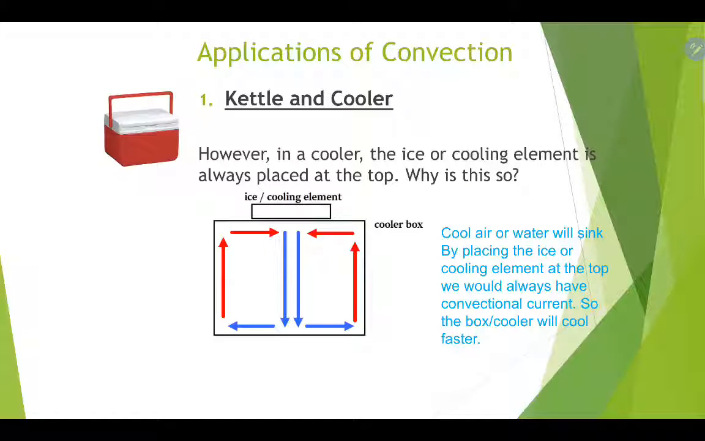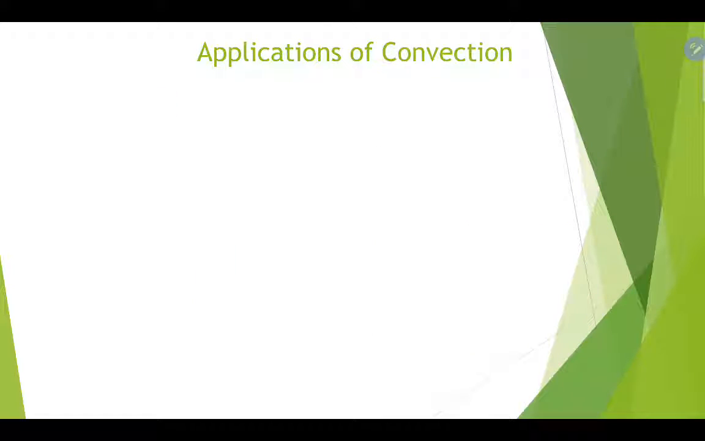Okay, in a cooler, the ice or cooling element is always placed at the top. This is because cooled air or water will sink. So you want it to keep cold. So because the cold air will always sink, it'll go down. As it goes down, the warmer air goes up. So this creates a convection current. So basically, when you want to use convection, you need to use the law of convection current.